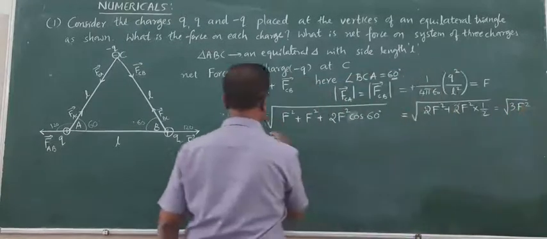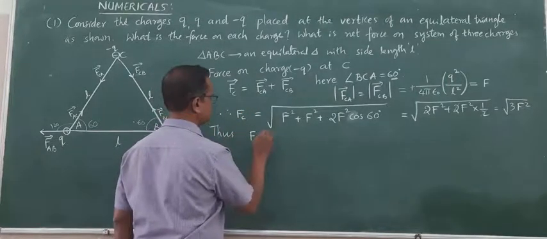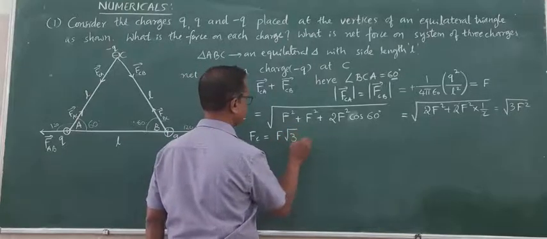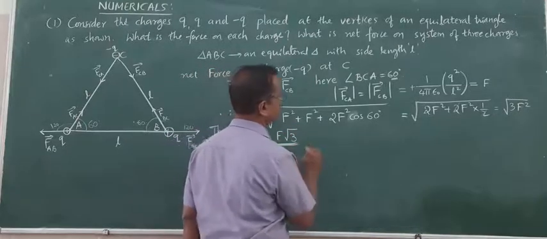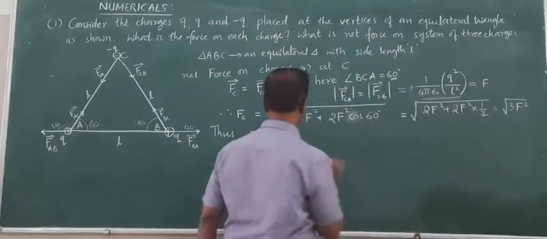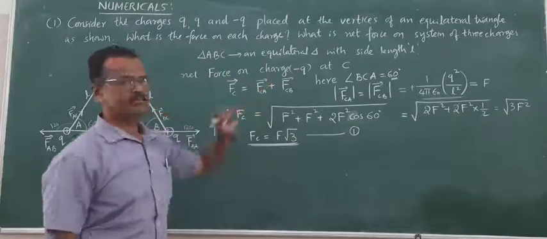So thus Fc is equal to F root 3. Where, what is F? I have already written. This is F. F root 3. We call this equation 1. This is the force on minus charge Q.